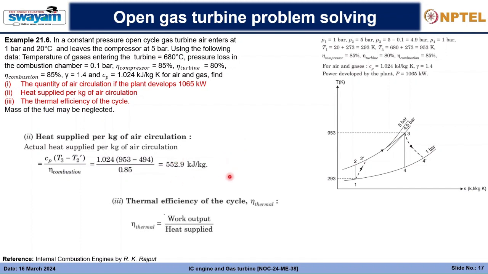The third part is the thermal efficiency of the cycle, that is work output by heat supplied, and that is 79.3 by 552.9, and that would be around 14.434%. So that is the thermal efficiency of the cycle.